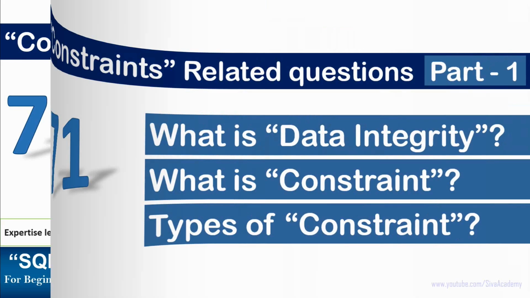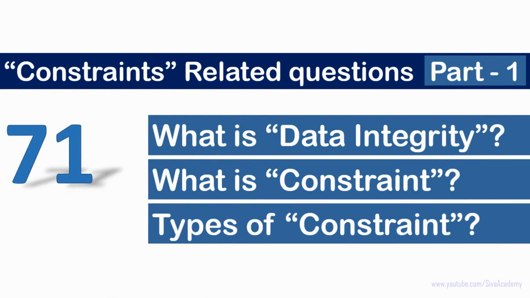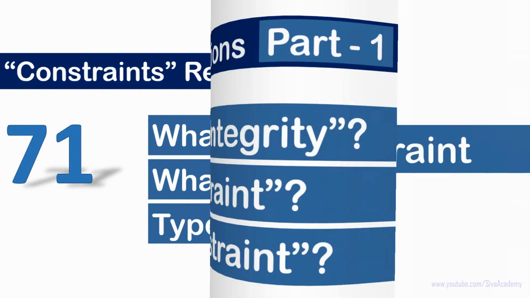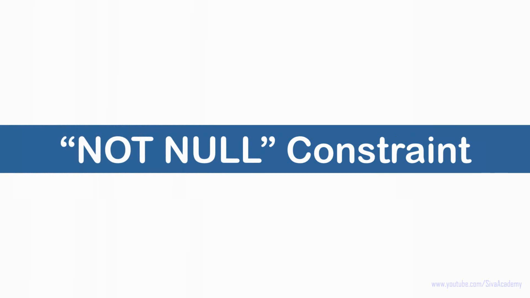So this video is a continuation of the part 1 video of constraint related interview questions. In the part 1 video we have seen what is data integrity, what is a constraint and what are all the types of constraints. As a continuation of that, in this video we are going to see what is a not null constraint and how to define and use this not null constraint.